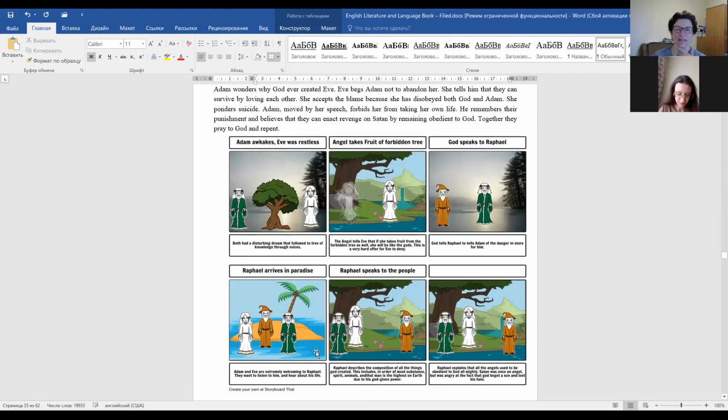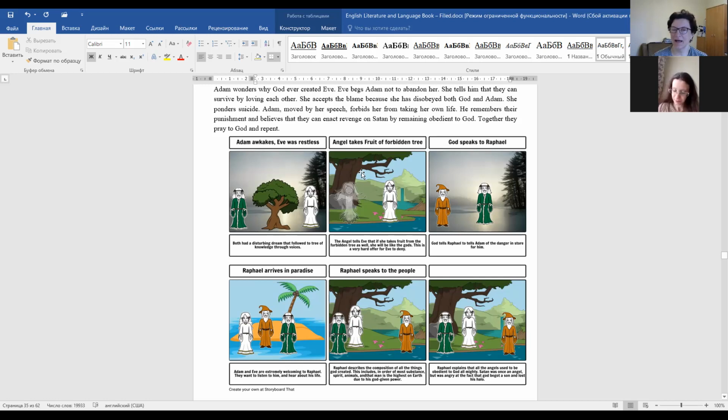And now let's look at the storyboard and tell what happened at that time. Please start. Adam awakes, Eve was restless. Both had a disturbing dream that followed to the tree of knowledge through voices. Something bad happens. And then the angel takes fruit of the forbidden tree. The angel tells Eve that if she takes fruit from the forbidden tree as well, she will be like the gods. This is a very hard offer for Eve to deny.